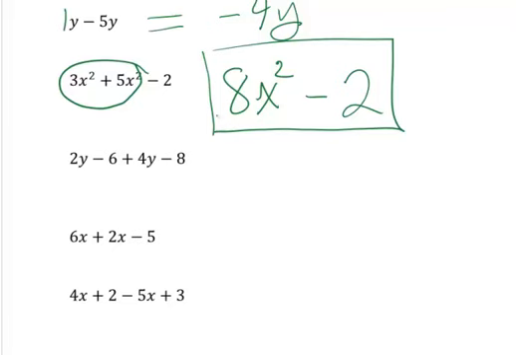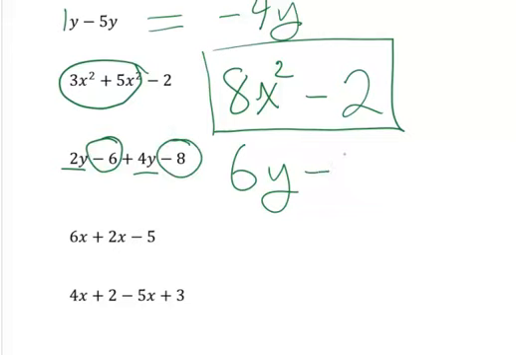For the next problem here, again, I'm going to look at my like terms. So 2y and 4y are like terms. That'll leave me with 6y. We can think of this as a negative 6 and a negative 8. We're combining them together. That will leave us a negative 14.